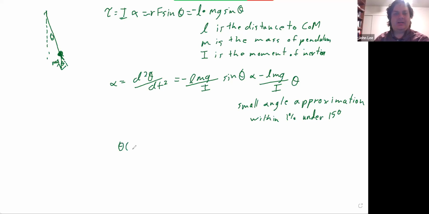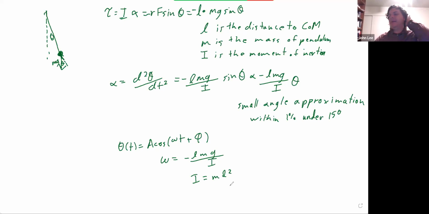So theta of t is going to be equal to A cosine of omega t plus phi, again because we have the same form for the differential equation that we're looking at, where omega squared is L mg over I. Or for the case of a simple pendulum, where I equals m L squared, it's just a point mass at the end of the swinging rod.